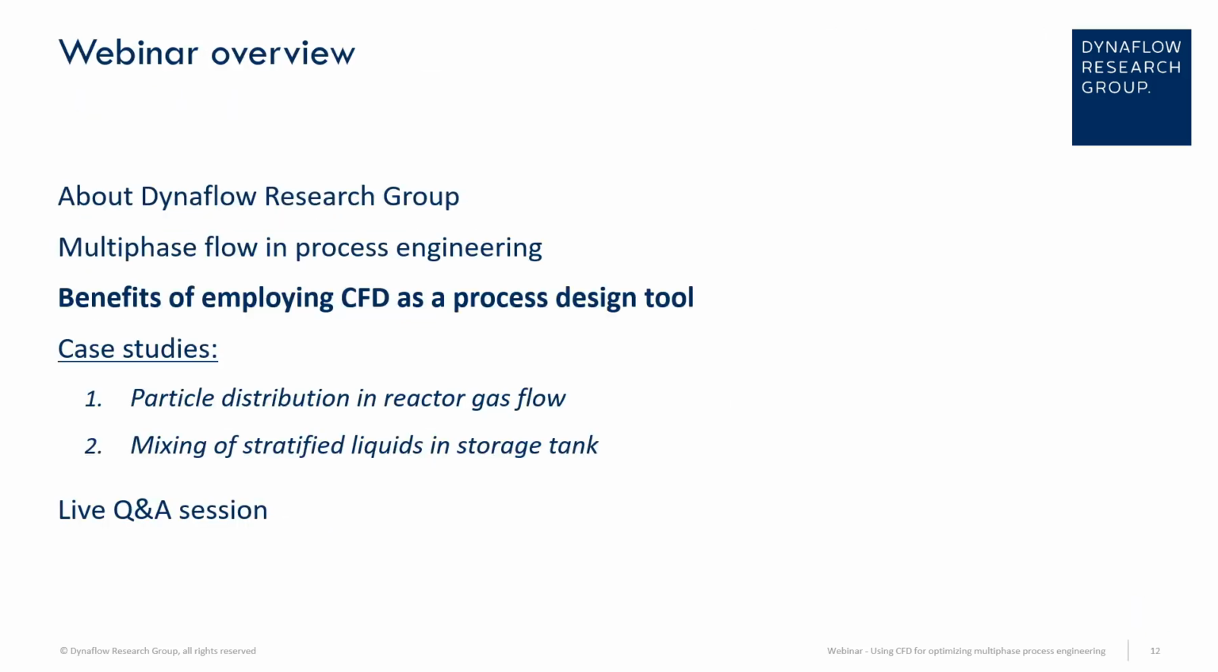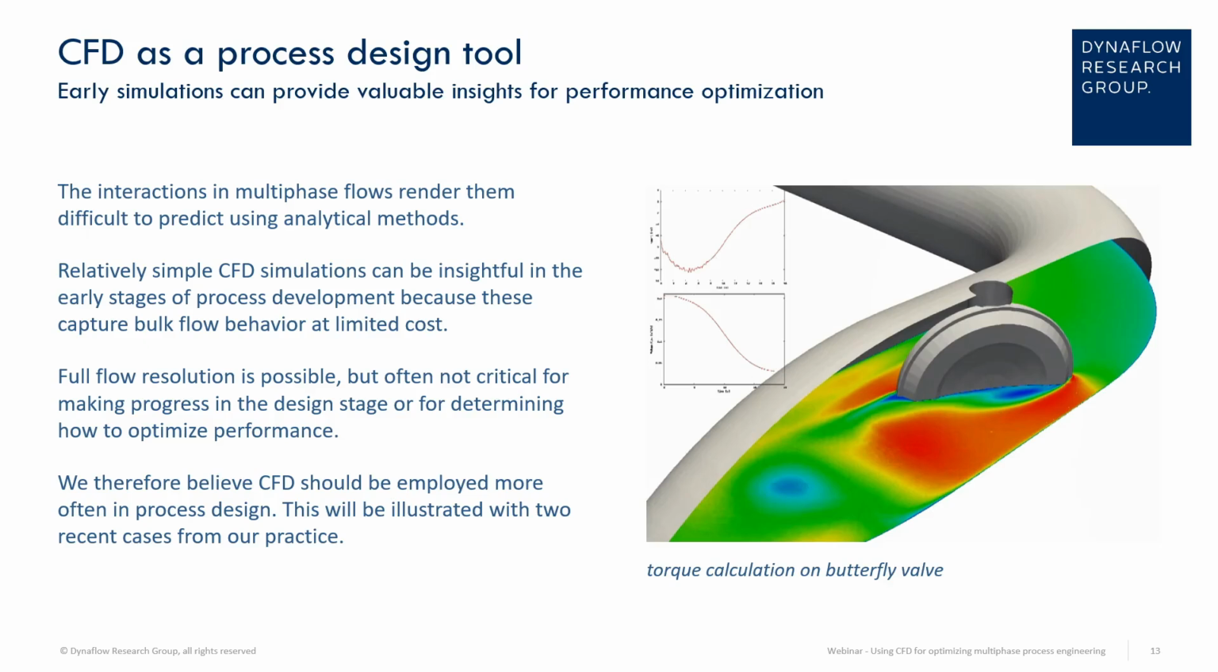Now, the benefits of employing CFD as a process design tool. We have seen from the previous sections that the interactions in multiphase flow render them difficult to predict using analytical methods. Often, experimental verification is out of the question as well. So that leaves simulations. Relatively simple CFD simulations can be insightful in the early stages of process development because they capture bulk flow behavior at a limited computational expense.